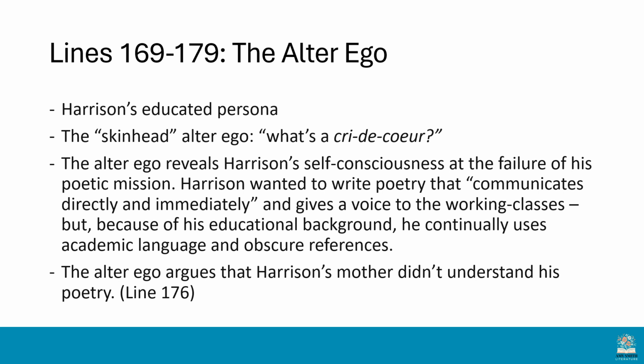Because of his educational background, Harrison continually uses academic language, obscure references that aren't accessible to people who haven't been to grammar school. And we see that particularly in a poem called Them and Us, which has got Keats and Wordsworth and Demosthenes and all sorts of quite academic references in the poem. So actually what Harrison's thinking here is, as a poet who wants to speak for the working classes and speak to the working classes, I have failed completely.